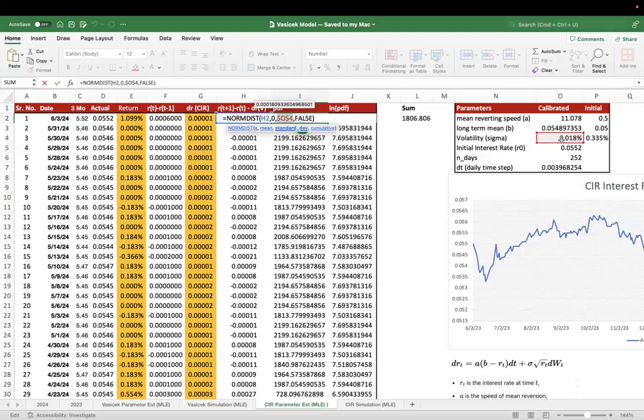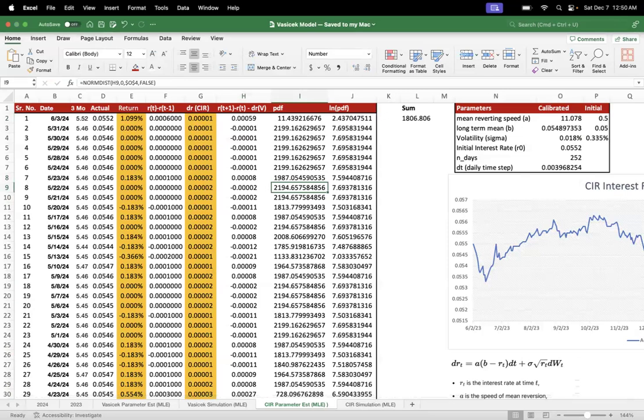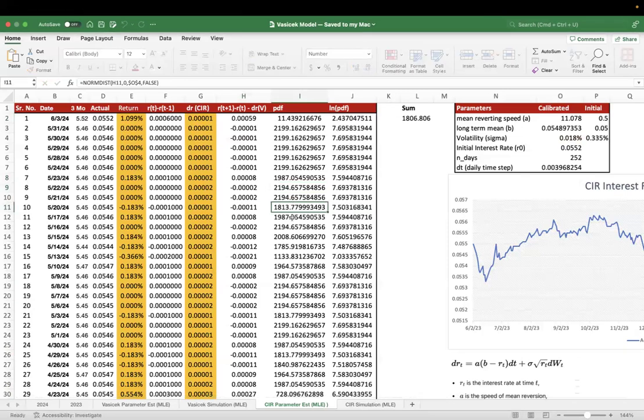So let's say this is the standard deviation of this model, and the cumulative distribution function is false. That's how you say that all these residuals are normally distributed with a mean of 0 and a certain standard deviation. So that's how you calculate the normal distribution, and basically the PDF of the residual.